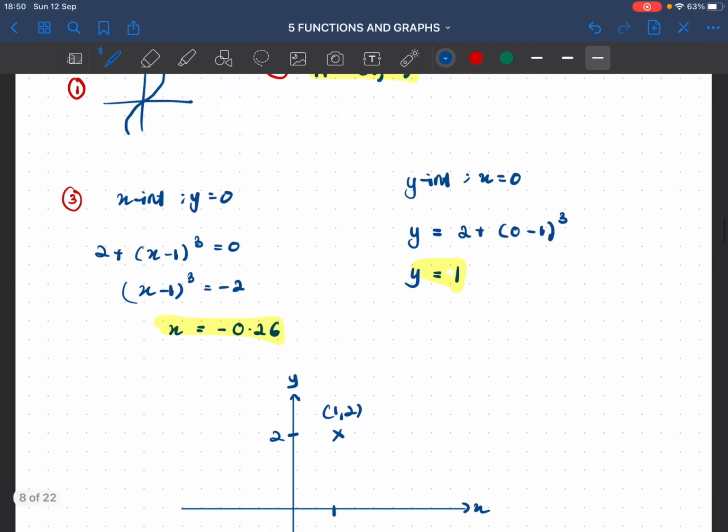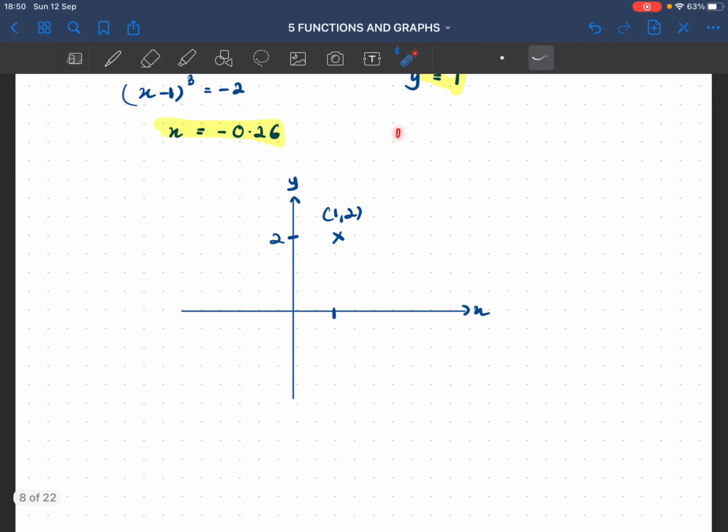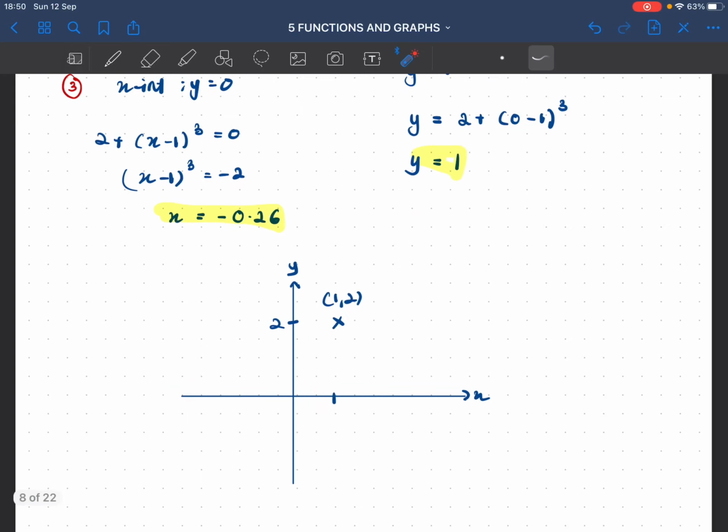So we know that the shape is positive, from right to left. It could go like this, or it could go down like this. So how to determine? By looking at our intercepts. We have our x-intercept negative 0.26, so it should intercept here, and y equals 1. So the graph should look like this.